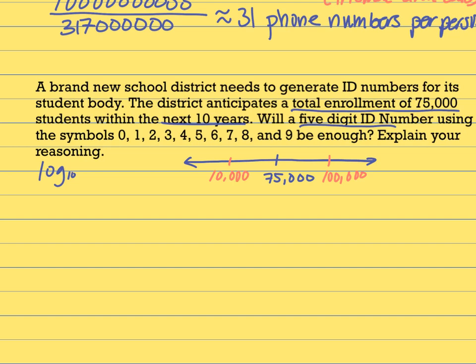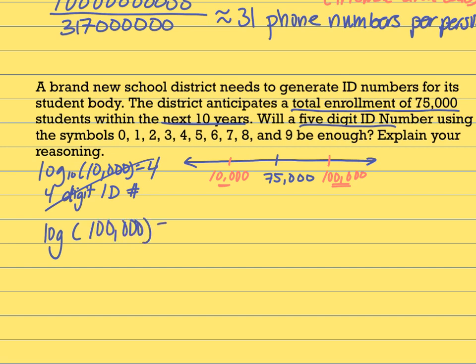So we need to find the log base 10 of this low end number and the log base 10 of this high end number. So the log base 10 of 10,000 is 4. So that would be a 4-digit ID number. Well, the school has a lot more than 10,000 people. It's got 75,000 people. So a 4-digit ID number is not enough. So let's go to the next level, the next base of 10. So that's log base 10 of 100,000, which is 5.